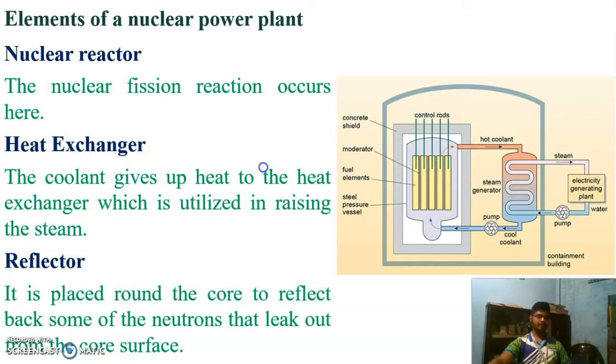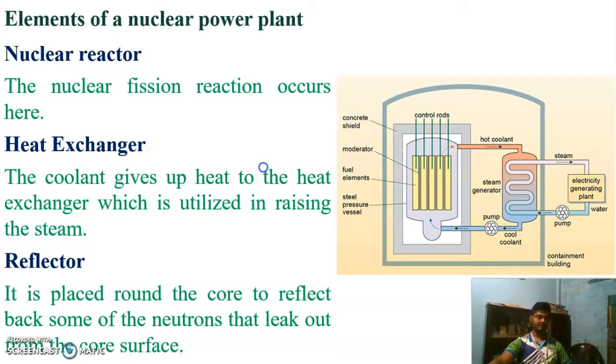Here are the elements of a nuclear power plant. First, nuclear reactor. This is the main part of a nuclear power plant. The nuclear fission reaction occurs here. There are fuel rods, which are of uranium. There are moderator rods, which are of graphite, and there are control rods, which are made up of cadmium.